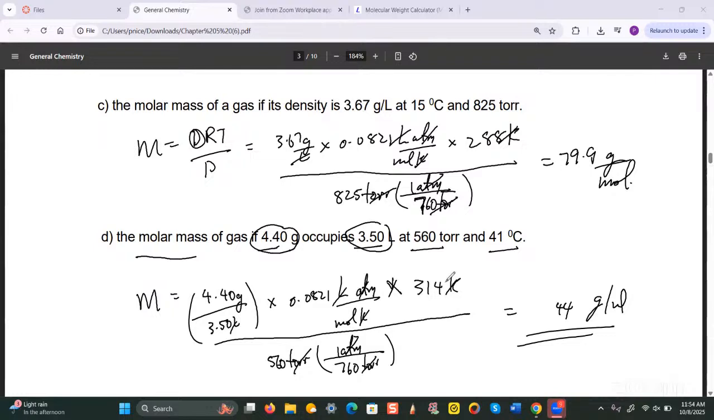Why are we rounding to 2 sig figs? Because of the 560 right here. That's 2 sig figs. Gotcha. Yep, that's right. All right. Okay, any other questions?